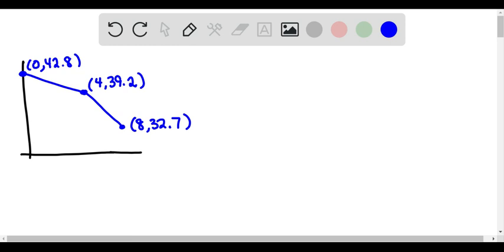Here we see a rough sketch of the graph that was given in the book. I've included just enough information to do what we have to do. So we're going to find the equations of each of these line segments.